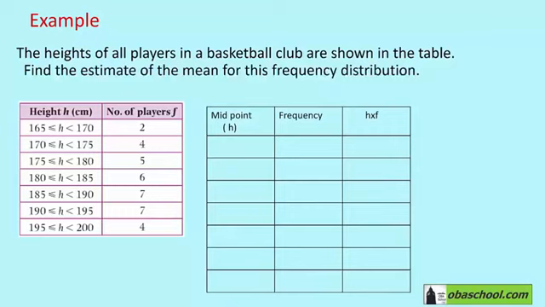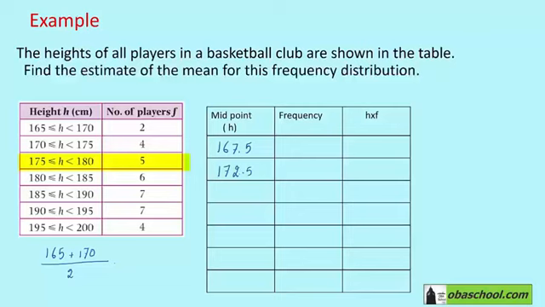Now, to calculate the mean, the first thing we have to do is decide on the midpoint of each value. Since the value is not given as a clear number or as a clear unit, it's given as a range, we need to find the exact midpoint within that range and consider that as our value. So for the first one, we have 165 centimeters and 170 centimeters. Between both of those, we have 167.5. And we're going to do the same thing for all of the heights of the players.